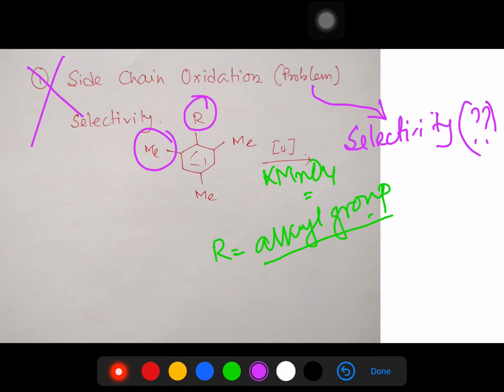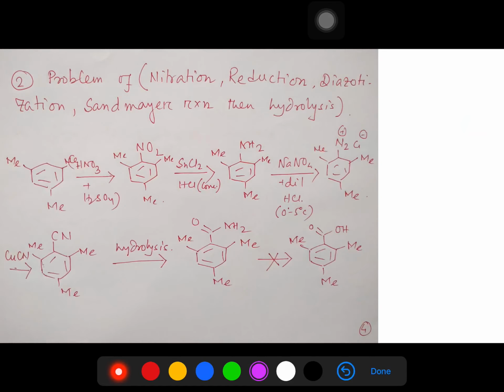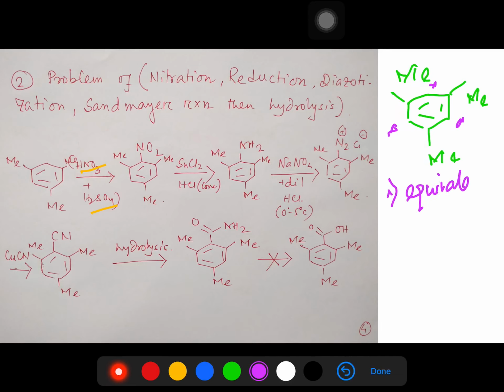So let's go to the second method. The second method is nitration, diazotization, a long step. This is a nitration with mixed acid, nitric acid and sulfuric acid. In this case, you can see this mesitylene, and by the way, one important piece of information I should tell you: if you look at this molecule, mesitylene is actually a symmetrical molecule. So all the positions, this position or this position, are equivalent. Point number 1, equivalent. Point number 2, it is electron rich.